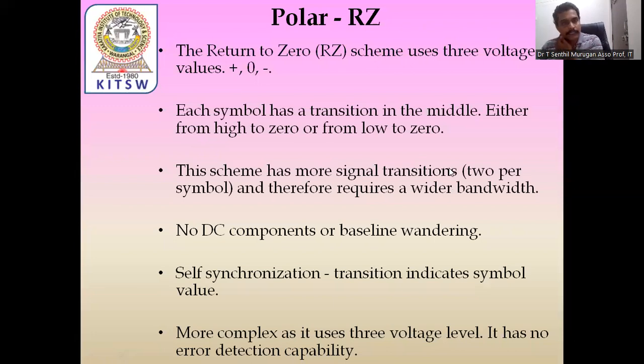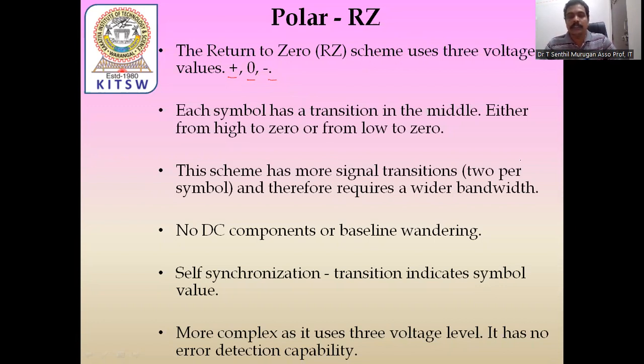The next technique is polar RZ. What is polar RZ? Return to zero. Previously, we used non-return to zero, but here the scheme is a return to zero scheme. It uses three voltages. What are the three voltages? Plus, zero, minus. So zero is also one of the voltages we use, which means there is no signal. Positive voltage, negative voltage, and no signal.